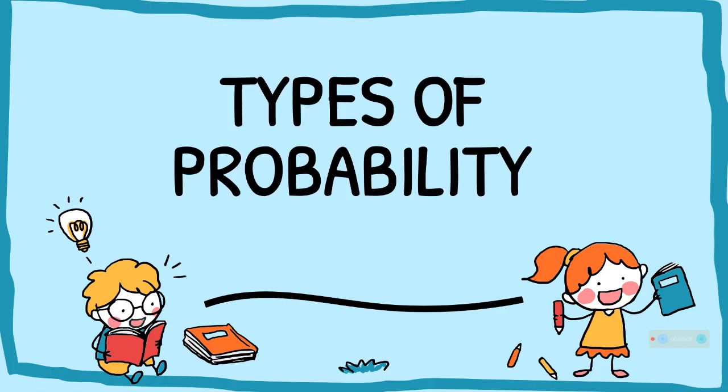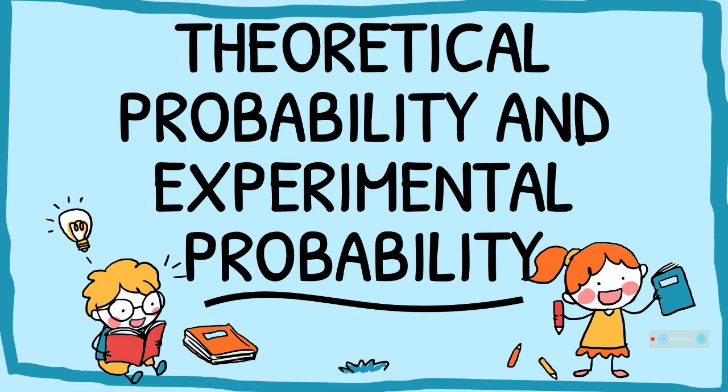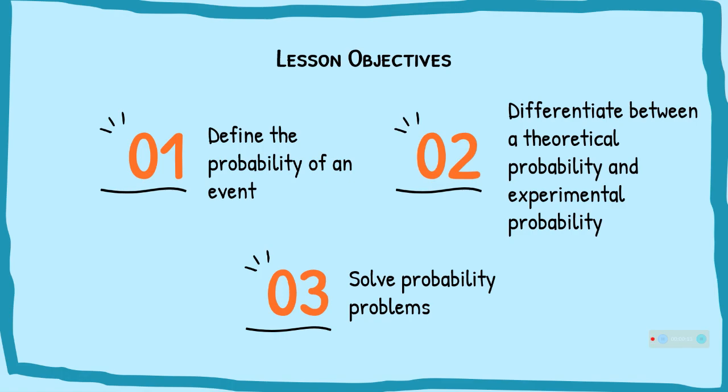So we are now going to have the types of probability. We have the theoretical probability and experimental probability. Our lesson objectives for today are the following. Define the probability of an event. Differentiate between a theoretical probability and experimental probability. And solve probability problems. Okay?